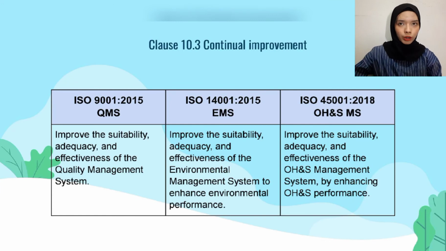For clause 10.3, continual improvement, for ISO 9001, improve the suitability, adequacy, and effectiveness of the quality management system. And for ISO 14001, improve the suitability, adequacy, and effectiveness of the environmental management system to enhance environmental performance. And lastly, for ISO 45001, improve the suitability, adequacy, and effectiveness of the OH&S management system by enhancing the OH&S performance.